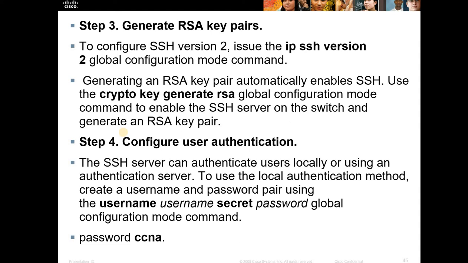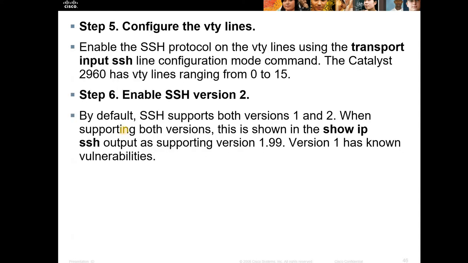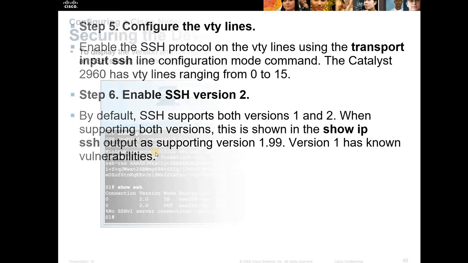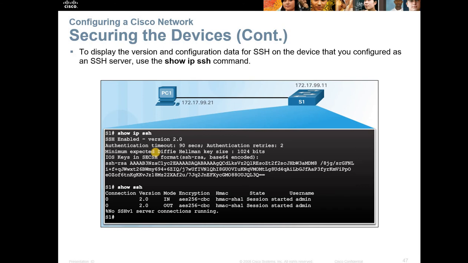And to configure user authentication, username secret password is used. To configure VTY lines, line vty 0 to 15 and transport input ssh are used. To enable the version, we use ip ssh version. Securing the devices: to display the version and configuration data of SSH on a device that you can configure as an SSH server, use the show ip ssh command.